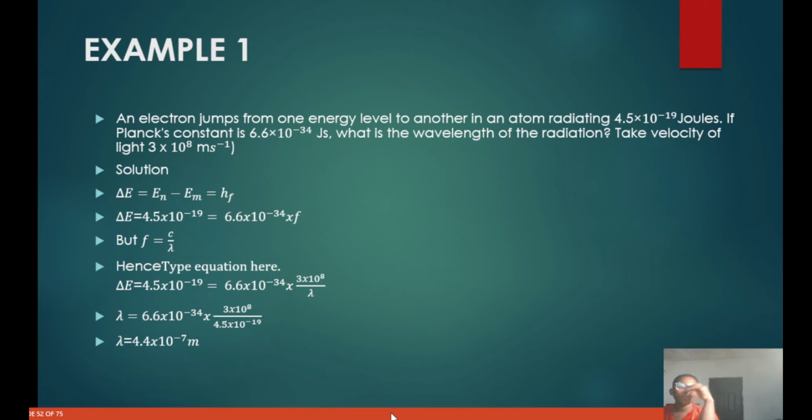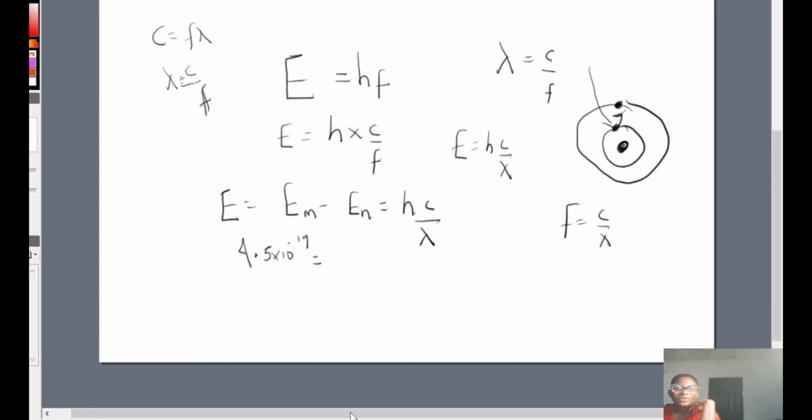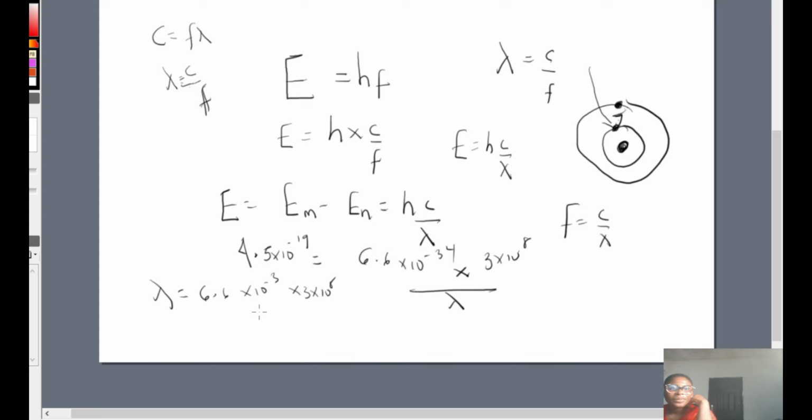Our Planck's constant is 6.6 times 10 raised to the power minus 34. So the energy equals 6.6 times 10 raised to the power minus 34 multiplied by the speed of light, which is 3 times 10 raised to the power 8, divided by lambda. So what will our lambda be? Lambda equals 6.6 times 10 raised to the power minus 34 multiplied by 3 times 10 raised to the power 8, divided by 4.5 times 10 raised to the power minus 19. And then we're going to get the wavelength.